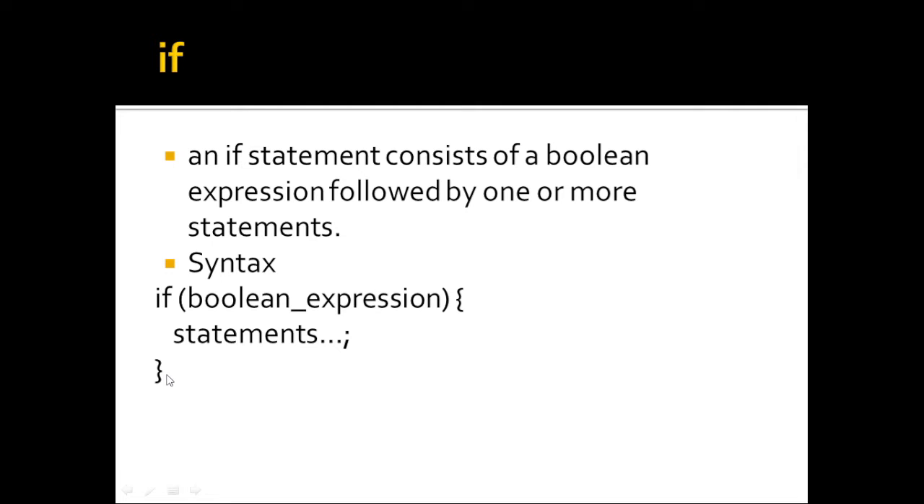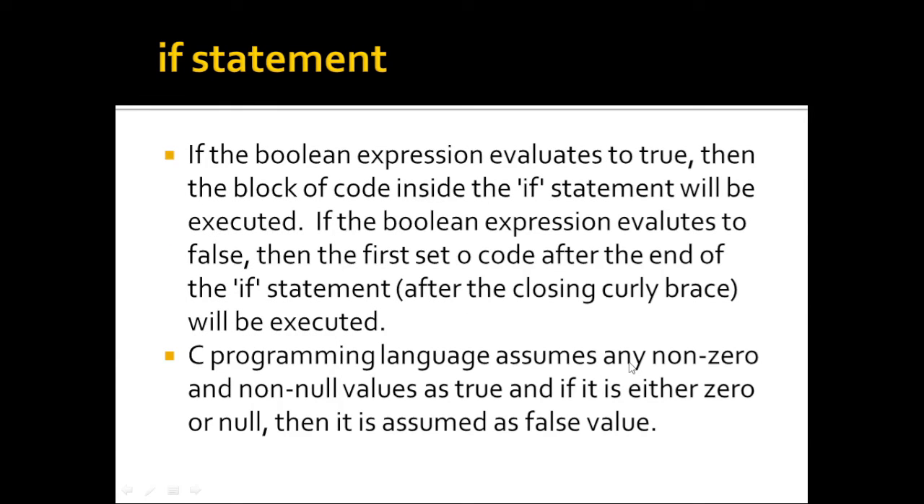If the Boolean expression evaluates to true, then the block of code inside the if statement will be executed. If the Boolean expression evaluates to false, then the first set of code after the end of the if statement, after the closing curly brace, will be executed. The C programming language assumes any non-zero and non-null values as true, and if it is either zero or null, then it is assumed as false.